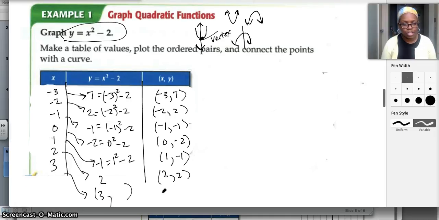When I plug in 3, I'm going to get 3 squared. It's going to give me 9. 9 minus 2 gives me 7. So this becomes 7. So I get 3, 7.